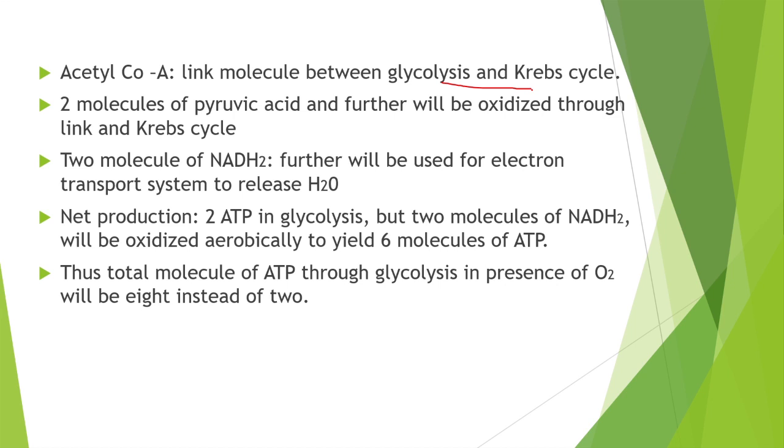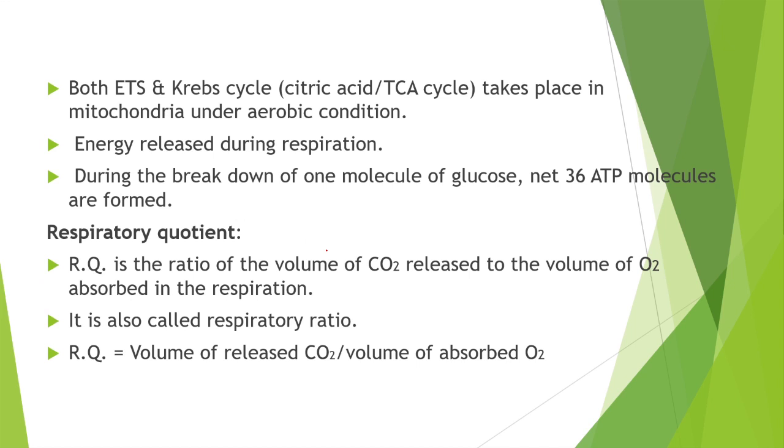Next, acetyl coenzyme A links both glycolysis and the Krebs cycle. Here, the two molecules formed in the glycolysis cycle will be further oxidized through the Krebs cycle. The two molecules of NADH2 will further be used for the electron transport system to release water. The total molecules of ATP through glycolysis in the presence of O2 will be 8. Both the ETS and Krebs cycle take place in mitochondria under aerobic condition only. During the complete breakdown of glucose, net 36 ATP molecules are formed.